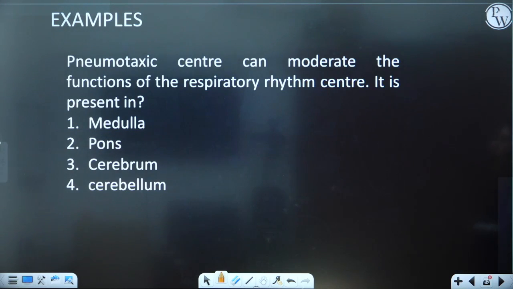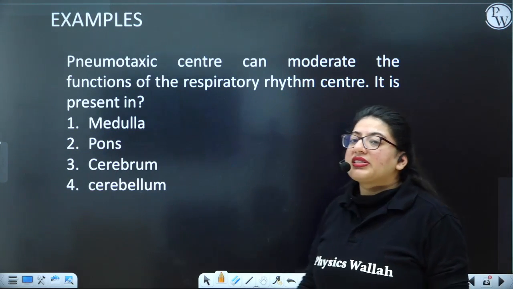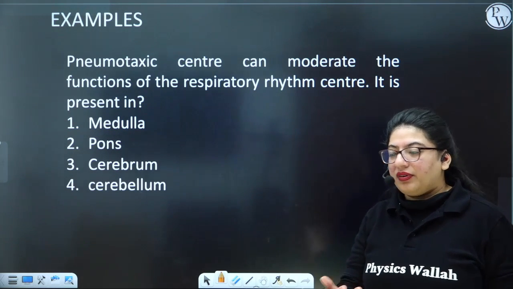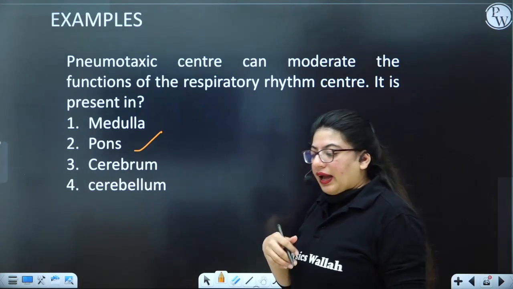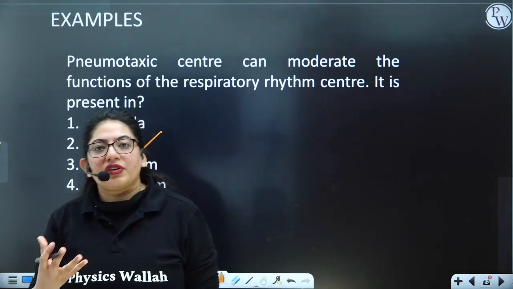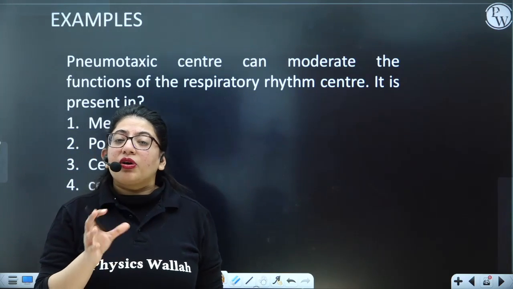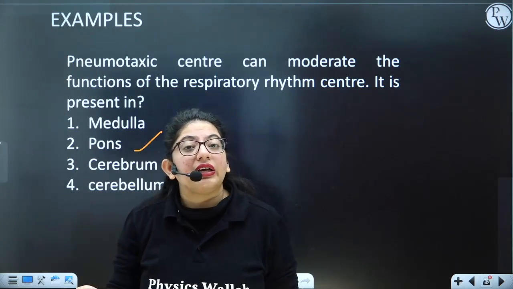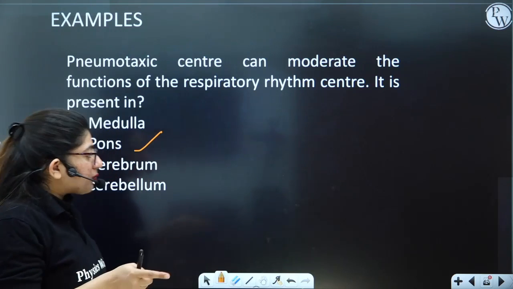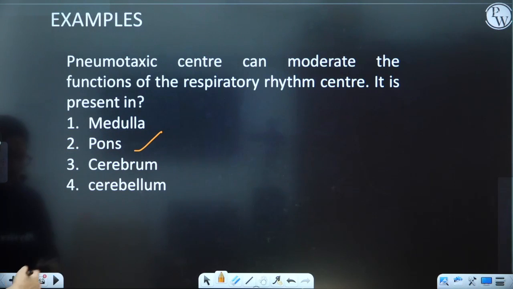Pneumotaxic center can moderate the function of the respiratory rhythm center. It is present in, so it is asking about the pneumotaxic center. It is in the pons. It is telling that the pneumotaxic center can change the functioning of the respiratory rhythm center. Why? Because it's a switch off center and it tells the respiratory rhythm center to decrease the rate of breathing. So where is it present? In the pons. Answer is 2.